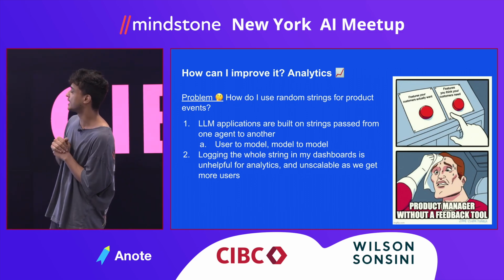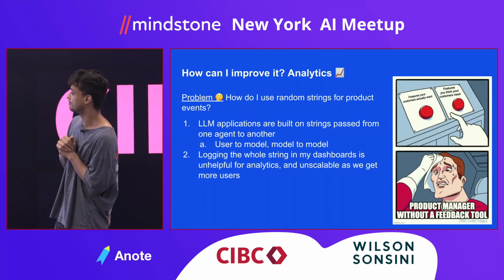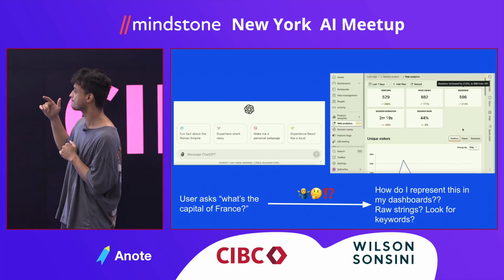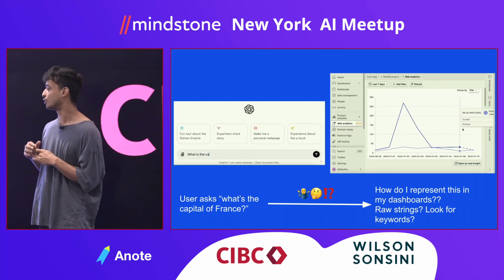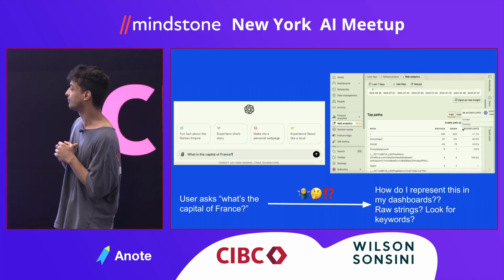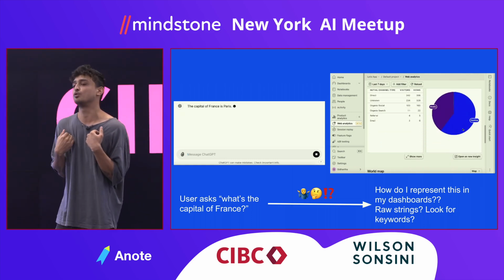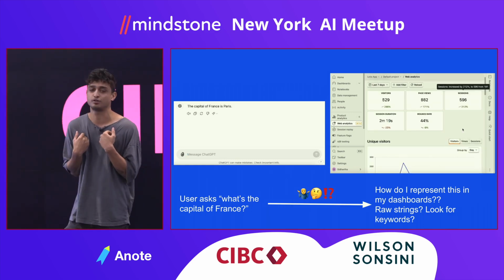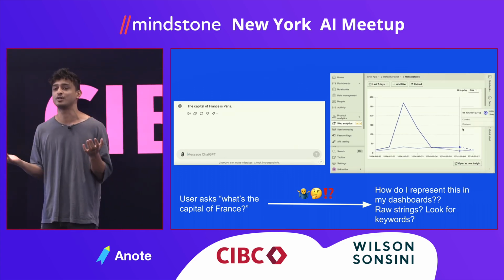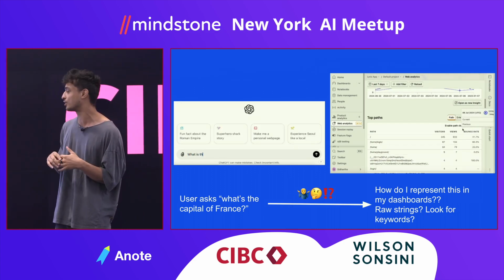So as an example, let's say that I was on the OpenAI team, and here's a user on ChatGPT asking what's the capital of France. As the PM or as the developer, what's the right way for me to include that in my PostHog dashboard? Do I just include the raw string? If I do, how do I use that in my funnel analysis or my retention charts?